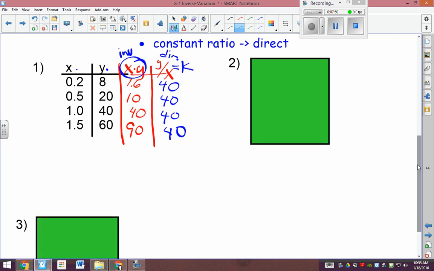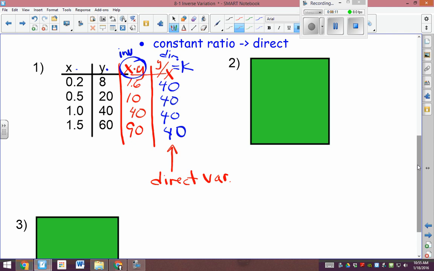Okay, so we've got to answer the questions. They wanted us to answer, is it direct variation, inverse variation, or neither? Looks like direct to me, because it worked when we divided to get all the same answer. So we'll have to say those words. It's direct variation. I'm going to abbreviate. Is that okay? Fine. You know I'm fine with that.